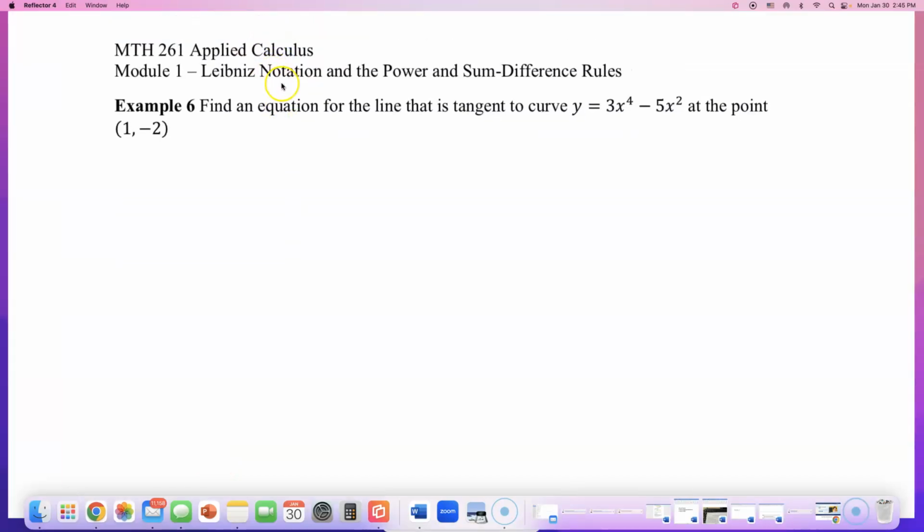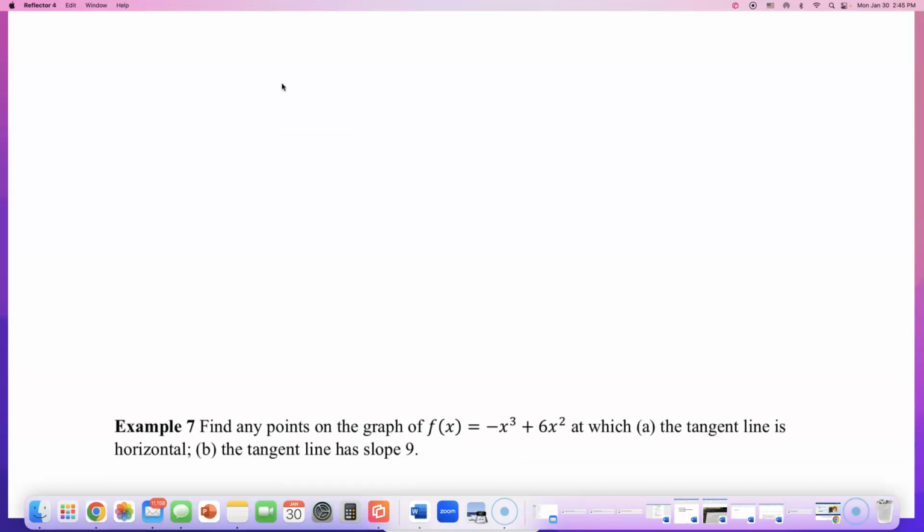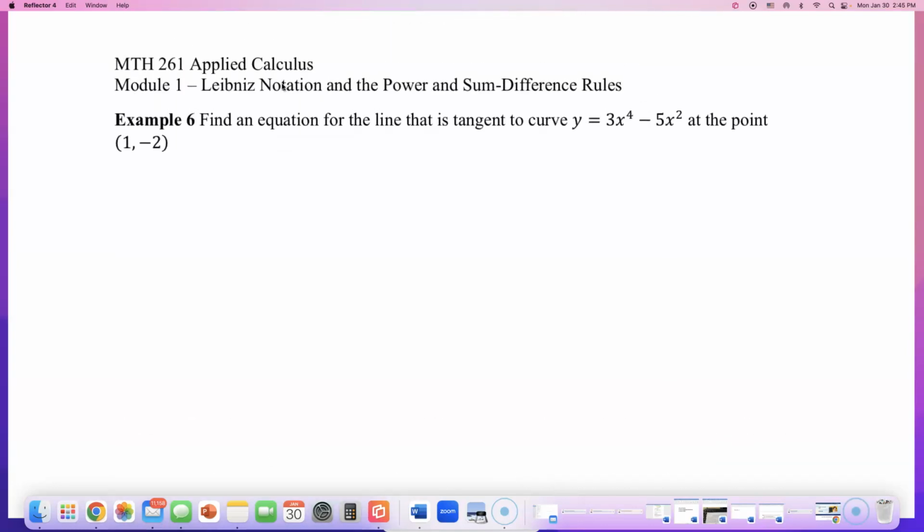This problem would have taken us like, I don't know, 30 minutes if we were doing the derivative using the limit definition. But now we have the power rule. We can take care of this in maybe like this little space. Okay, so take a look. We're writing an equation of a line tangent to the curve at the point (1, -2).